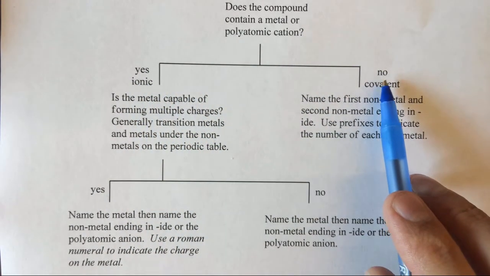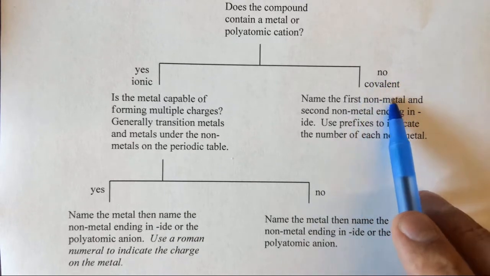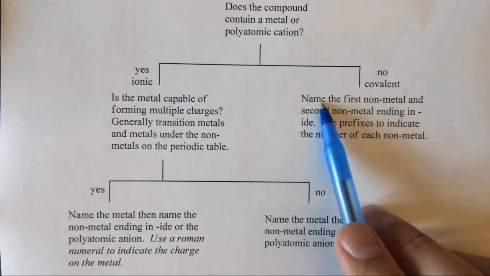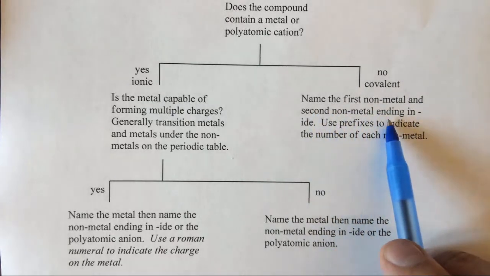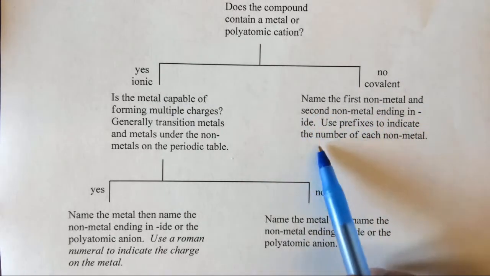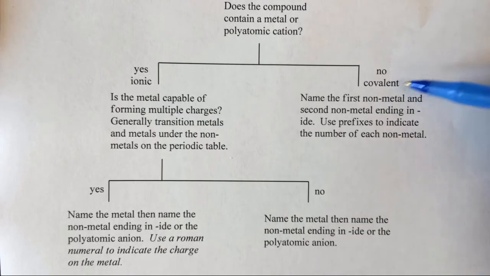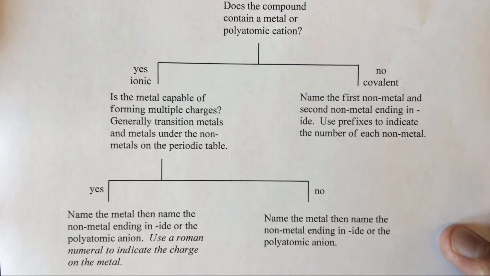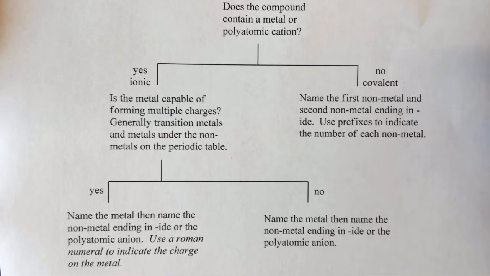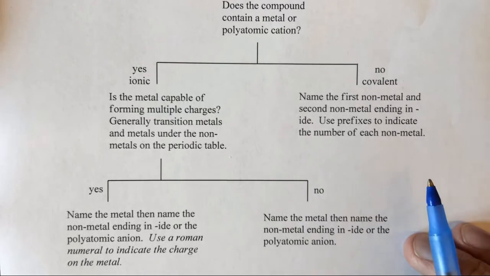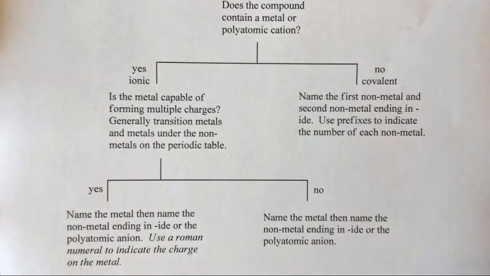In the case of these questions, we would always want to answer no. It's a covalent compound. And what it says is, name the first nonmetal and the second nonmetal ending in "ide." Use prefixes to indicate the number of each nonmetal. So, since these are covalent compounds, we are going to use the prefixes in order to name them. And I'll refer back to this flowchart in a couple other videos as well, just so we can practice using it, even though often in homework questions and in the software, the compounds are broken up, so you use the same convention for all of them.